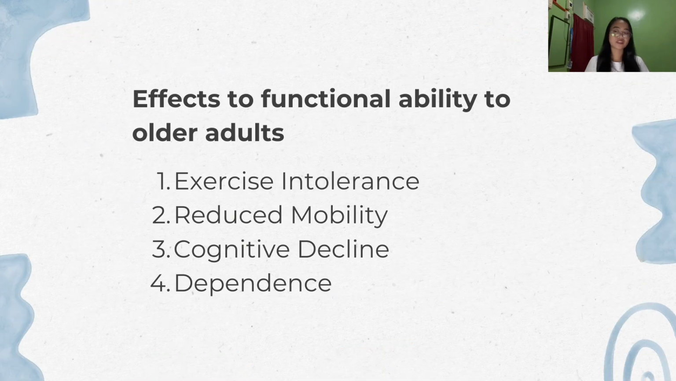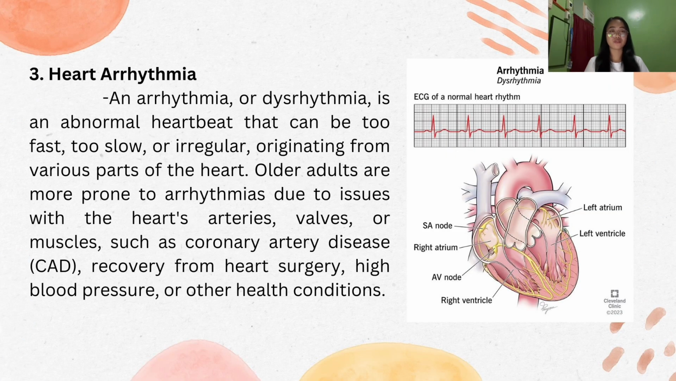Its effects on older adults: first is exercise intolerance. They feel chest pain. So this causes shortness of breath during physical activity. Next, we have reduced mobility due to reduced physical capacity and discomfort during movement. Next, we have cognitive decline due to reduced blood flow to the brain. Lastly, we have dependence.